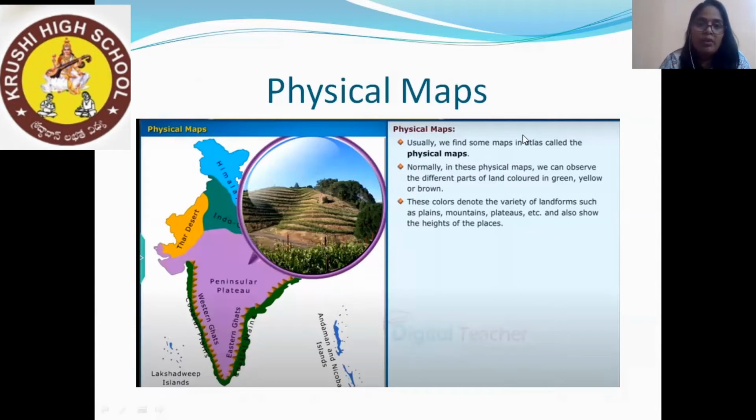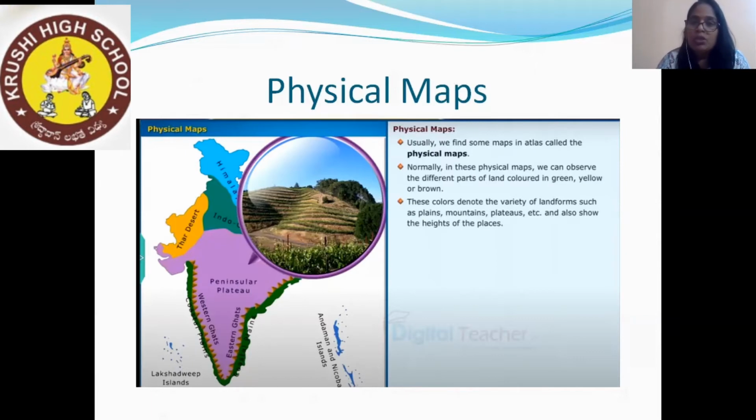If you take our country's map, India is completely surrounded by different landforms, isn't it? So we have plains, plateaus, mountains, and ocean, then snow covered areas, etc. To denote these different landforms, we generally use different colors.